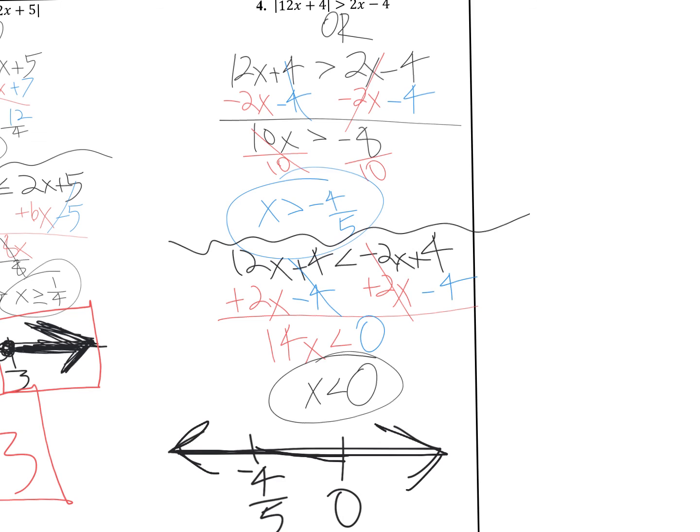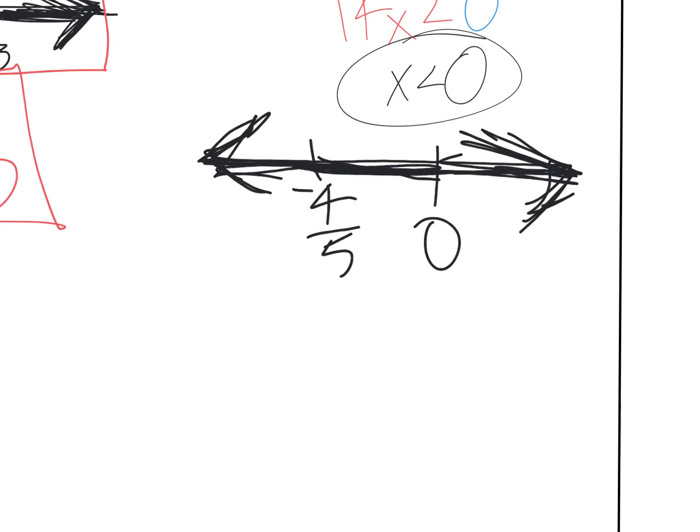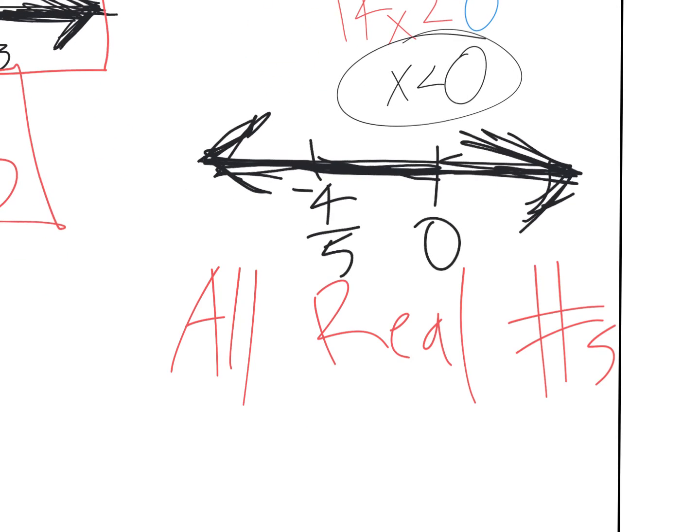So I have shading present on all parts of my number line. I have shading present in between here. I have shading present on the right-hand side and on the left-hand side. And this is an or problem. So in an or problem, the overlap does not really matter. Only one has to be true or the other, or they can both be true. So that means this answer is going to be all real numbers, or infinitely many solutions if you want to think about it like that.